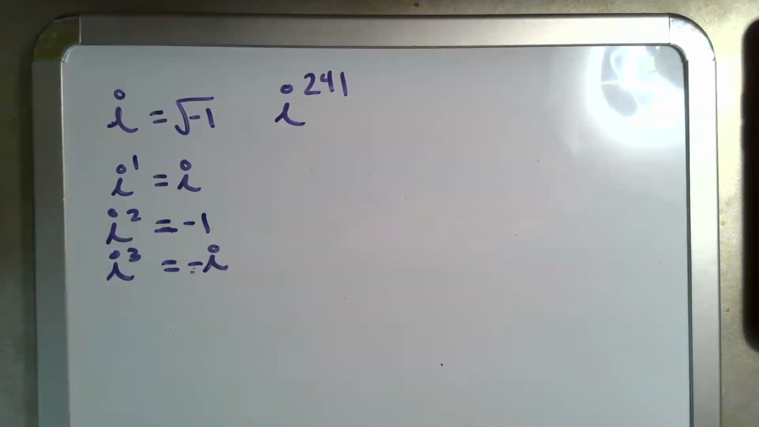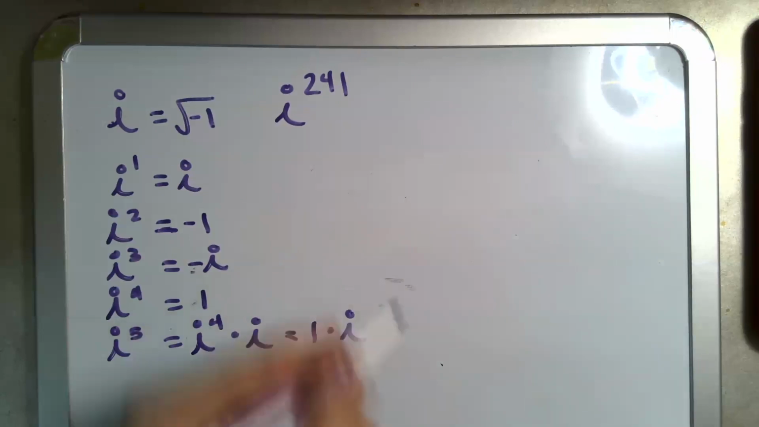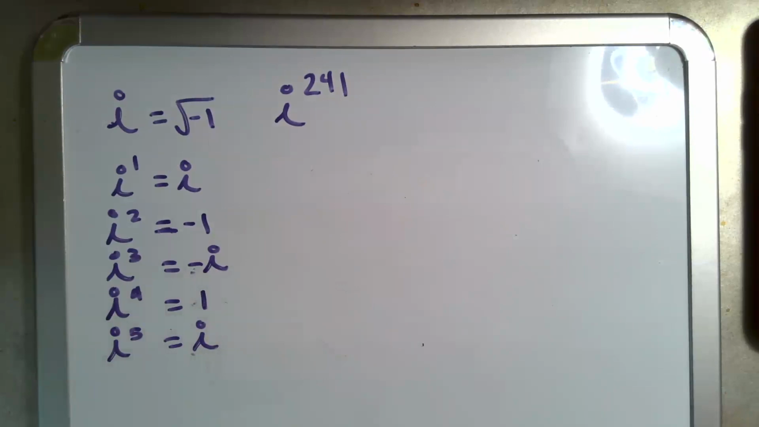And finally, i to the 4th could be rewritten as i squared times i squared, which could be rewritten as -1 times -1, which is just 1. So i to the 4th is just 1. And now you'll see we start to repeat. i to the 5th is just i to the 4th times i, which is just 1 times i, which is just i. So i to the 5th is i, and you can see we're starting to repeat now.